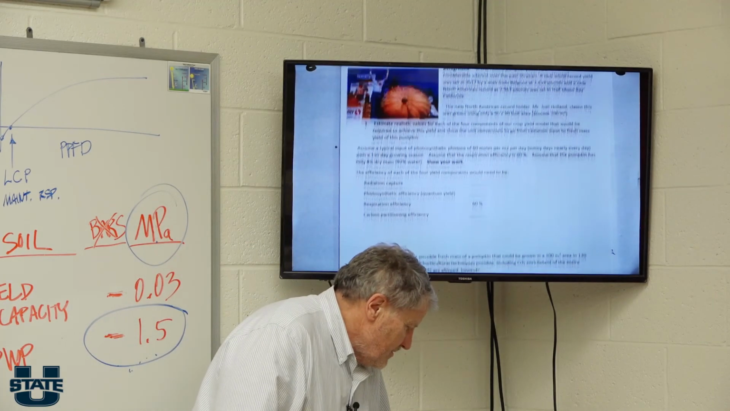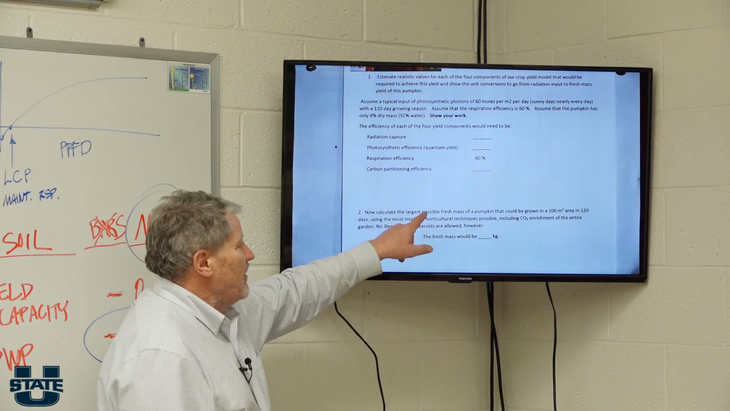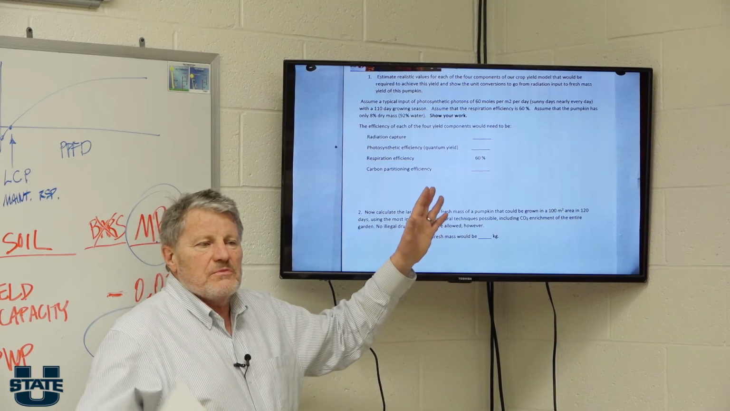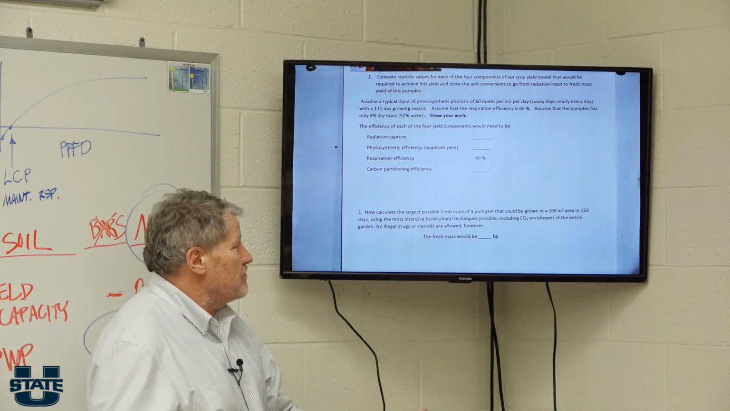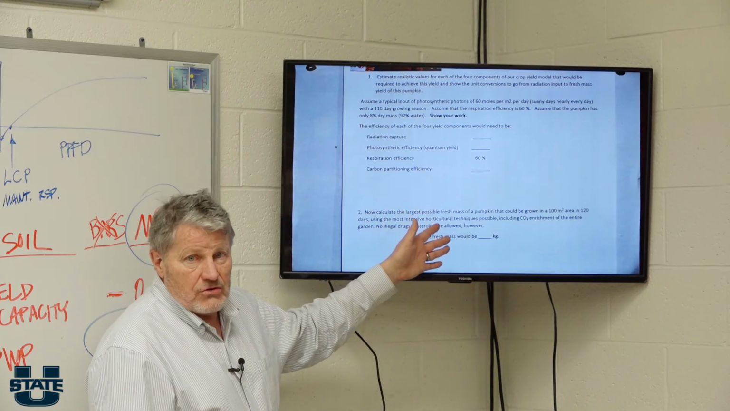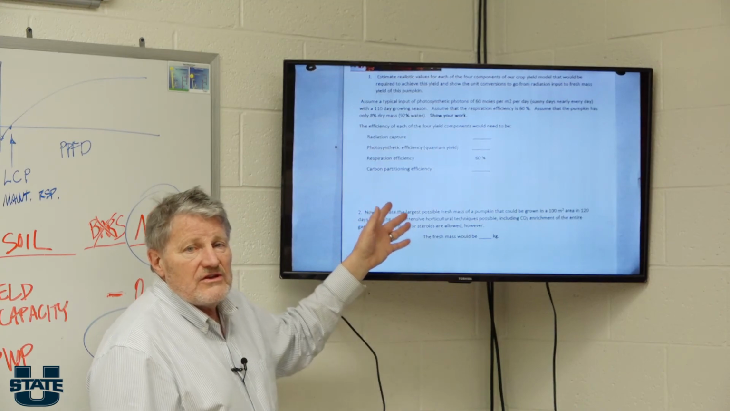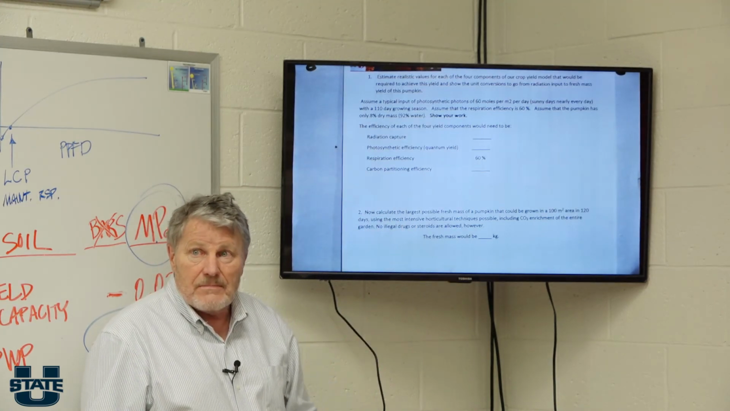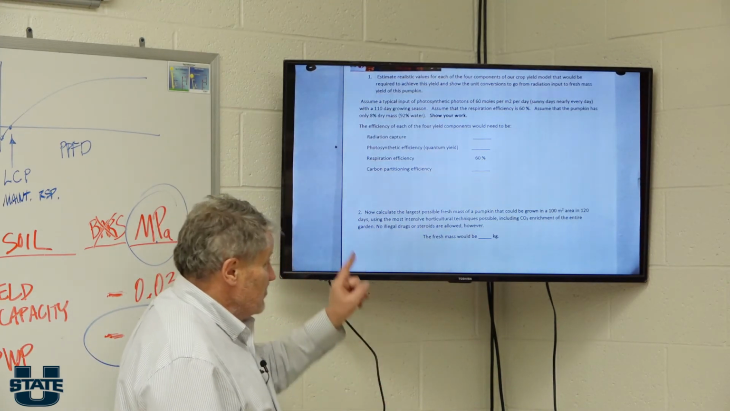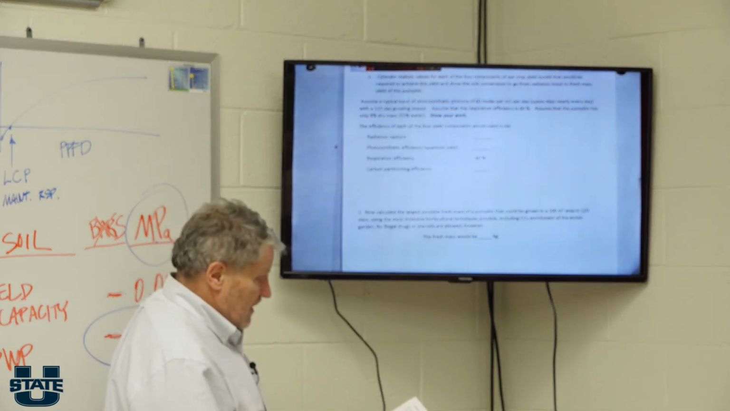And then part 2 of that is, if he had CO2 enrichment, and if he built a tent in his backyard, now how big could the pumpkin get? What could he have grown? So show your work on these, just like the take-home exam, send it back to me. This is a 2-pager, because we got 2 things.